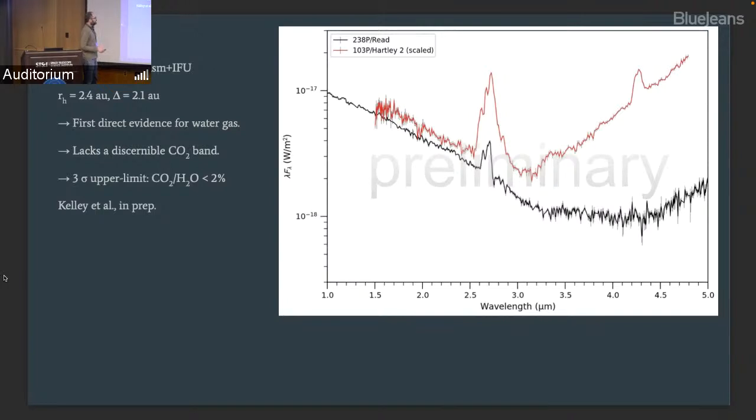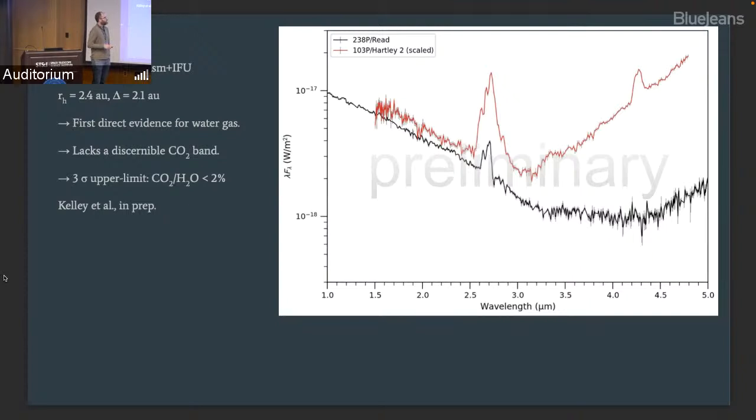In black. And right there at 2.7 microns, that's the first direct evidence for any volatile in this population: water gas here. But this data is more than just a water detection. It's also a CO2 non-detection, and this is very important. Over here at 4.3 microns, there's a little bit of noise, and in a subsequent spectrum I've been able to address that much more carefully, but all I have for this talk is the preliminary spectrum.